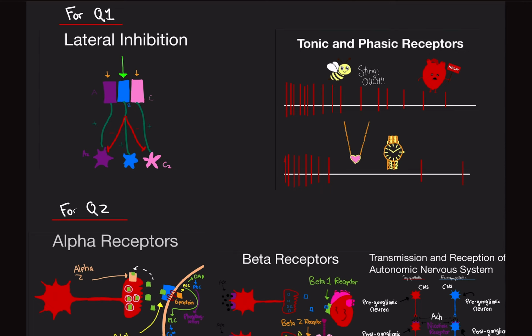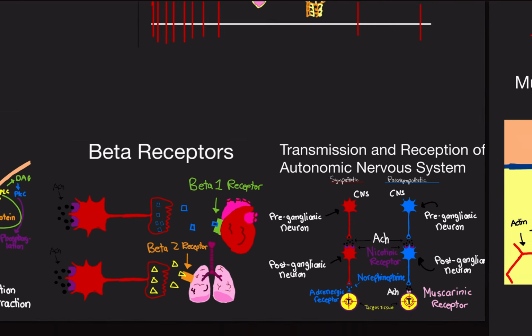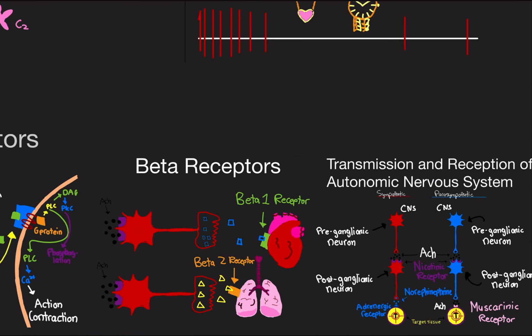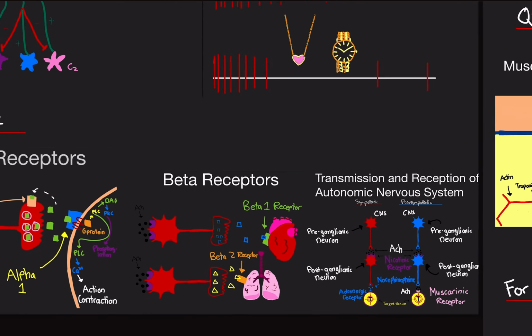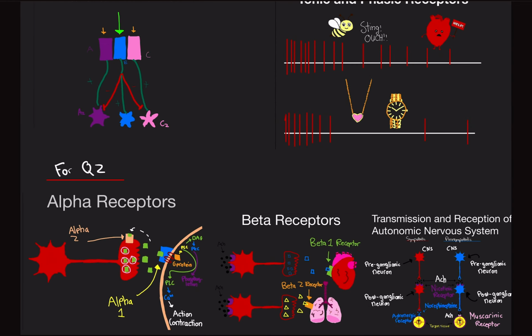For question 1, I suggest you watch the lateral inhibition video and the tonic and phasic receptors. Watching these 2 videos, you'll know how to answer it. For question 2, I would watch the videos on alpha receptors, beta receptors, and transmission of the reception of the autonomic nervous system. If you watch these 3 videos, you'll be able to answer question 2 completely and get 100%.